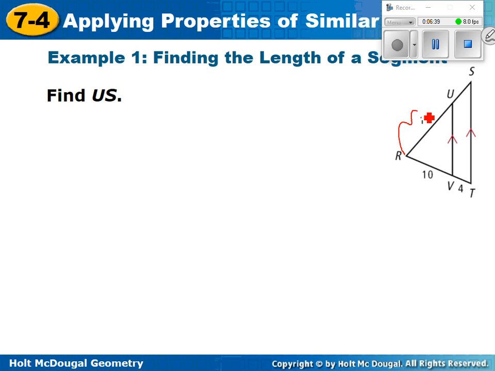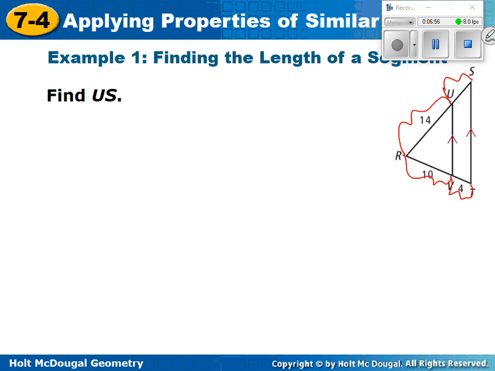Only the pieces that are intersected by the parallel line. So these two pieces and these two pieces. You cannot use the base, the parallel pieces. These are not going to be proportional to these.